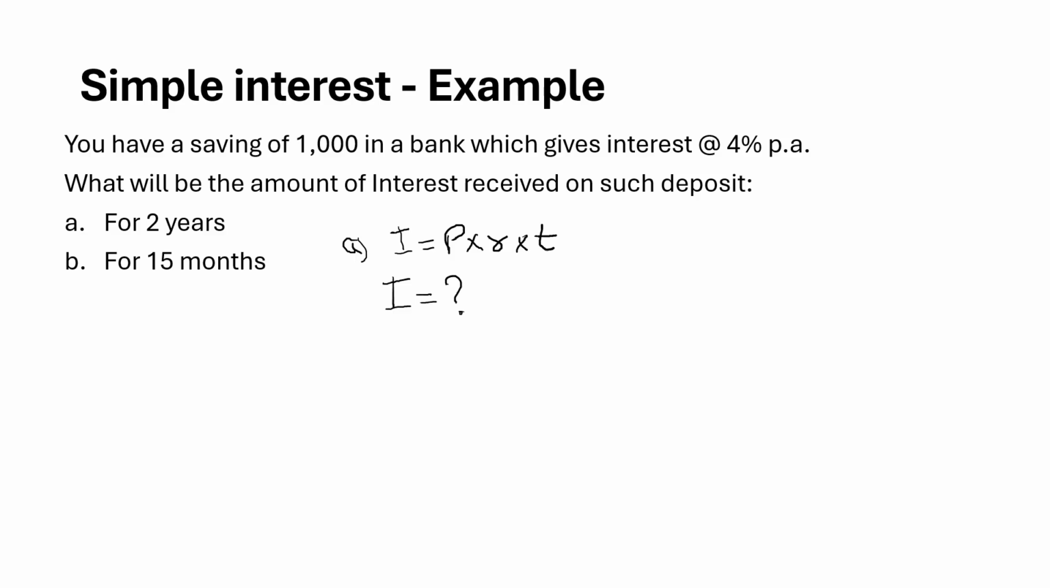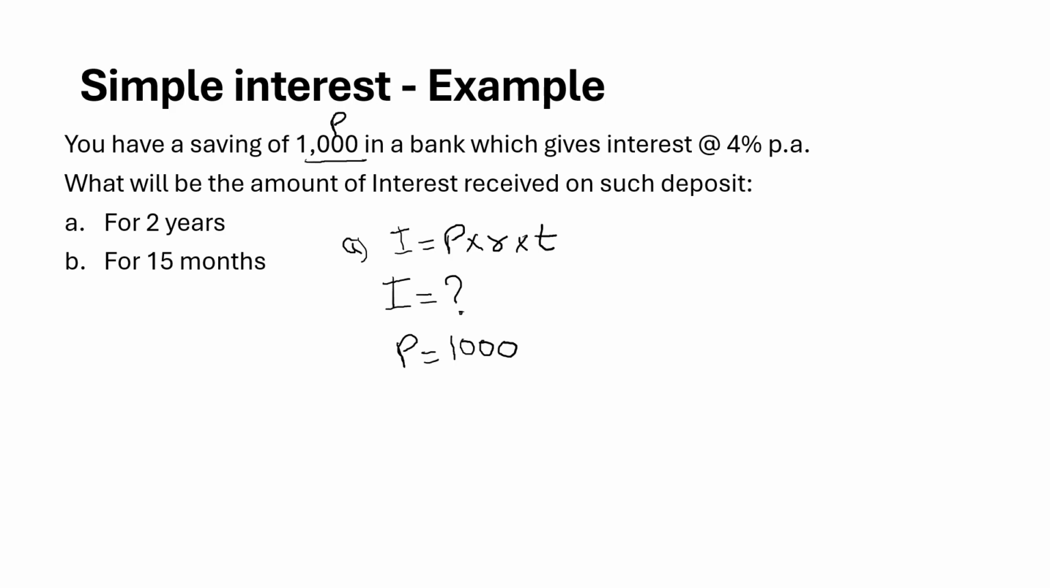What is P? P is given in the question. What does P stand for? P is the amount deposited into the bank. So here you can see this 1000 which I have deposited is my P. So here we will write P is 1000.